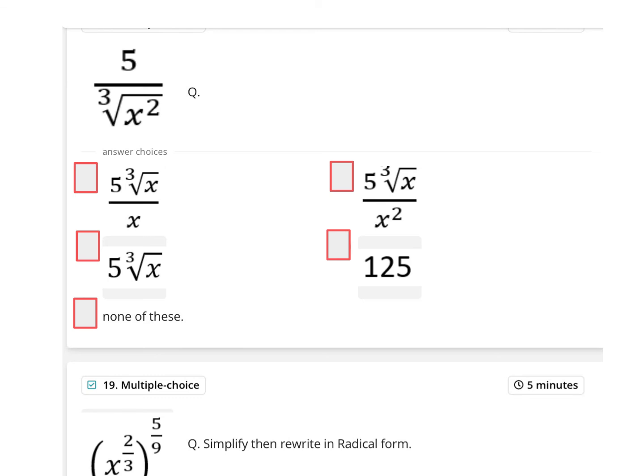So on this next question, we have a fraction with a radical in the denominator, and we've learned that we don't want to leave radicals in the denominator. Now, to make this a little more clear to us, we might want to think of this as a rational exponent instead of a radical.